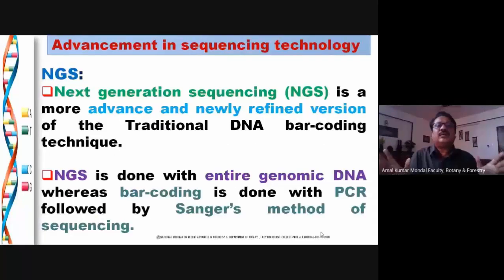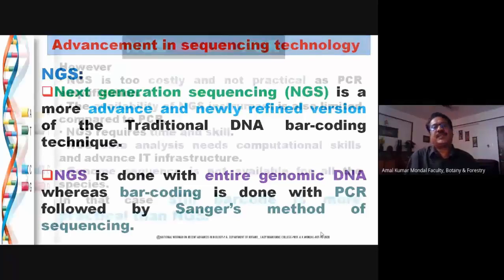And what are the advancements in sequencing technology? First of all, NGS, next generation sequencing, is a more advanced and newly refined version of the traditional DNA barcoding techniques. NGS is done with entire genomic DNA, whereas barcoding is done with PCR followed by Sanger's method of sequencing.